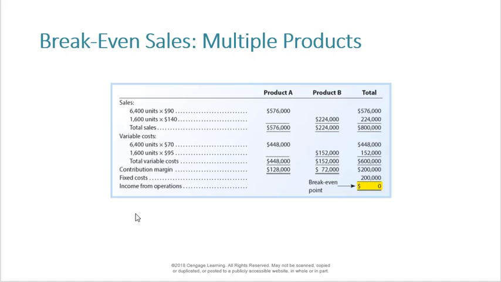And this is the proof of the problem. Sales would include 6,400 units of product A and 1,600 units of product B, for a total of 800,000. After subtracting the variable costs and the fixed costs, you can see that income from operations equals 0, and we're at the break-even point.